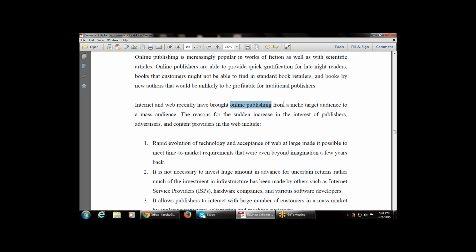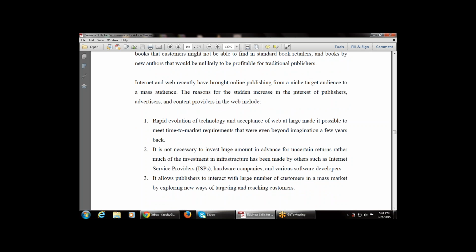The Internet and web have recently brought online publishing from a niche target audience to a mass audience. The reasons for the sudden increase in the interest of publishers, advertisers, and content providers in the web include the rapid evolution of technology and acceptance of the web at large, which made it possible to meet time-to-market requirements that were beyond imagination a few years back.